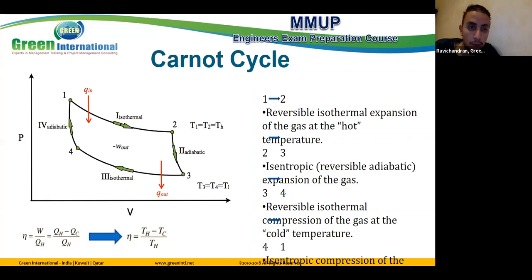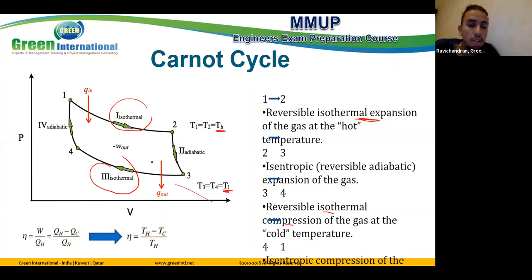It consists of 2 isothermal processes. This one is isothermal, this one is isothermal. The first one is isothermal expansion of the gas at the hot temperature side. The other one, 3 to 4, is isothermal compression of the gas at the cold side. This cold side here, this hot side here: T hot, T cold.